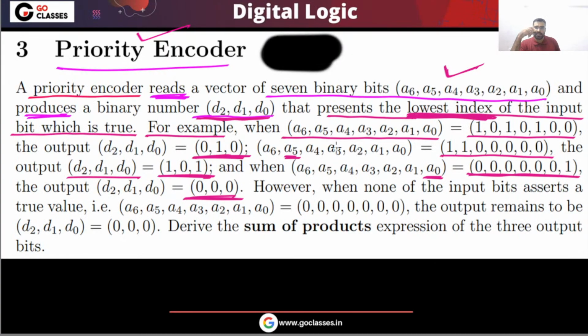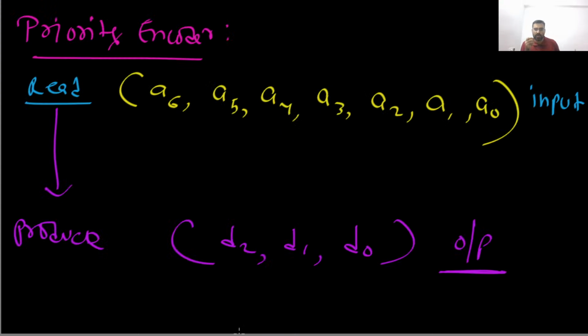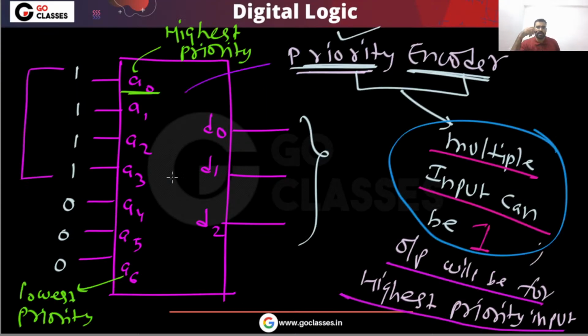And it is saying that the output represents the lowest index of the input which is true. Please understand, this output indicates the lowest bit which is true. For example, if I give you this, in this situation what will be the output, tell me? Your output will be, because this is the lowest index, a0 has the highest priority, and this is 1, so the output will be 0 0 0.